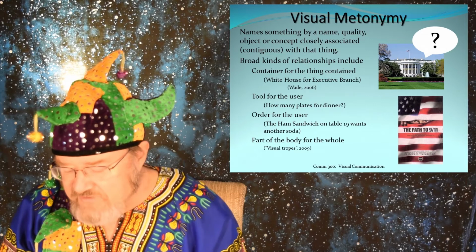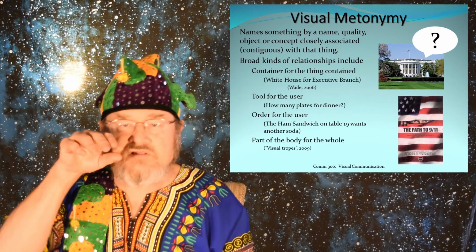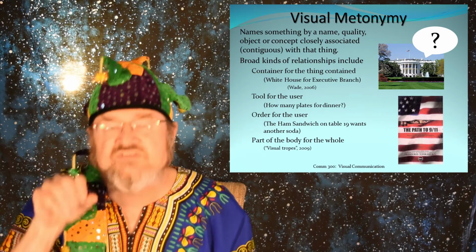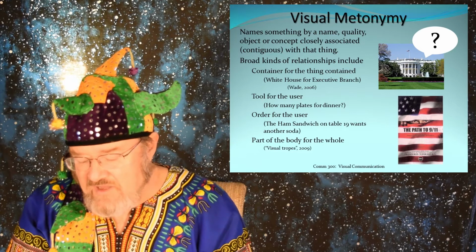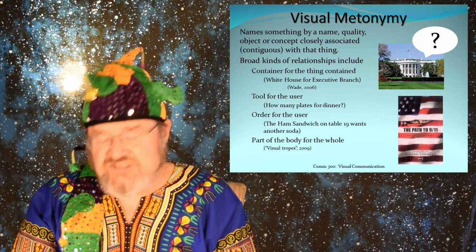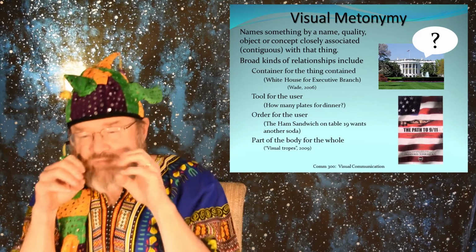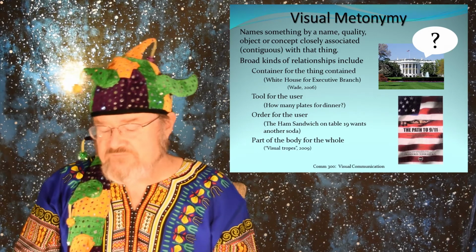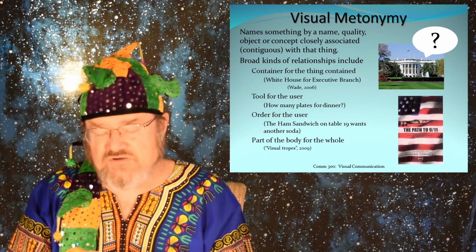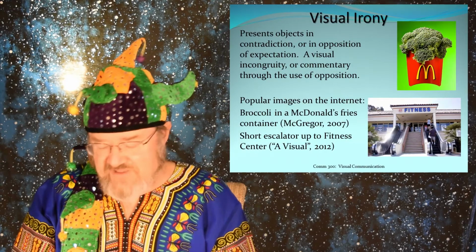The same thing happens visually if you look here at the looking through the stripes of the flag. You know, the eyes then become a sort of representation of the backdrop, the people watching the political system and so forth. Visual metonymy, a part for a whole. And then visual irony, where there's a contradiction in terms or an opposition of expectation.